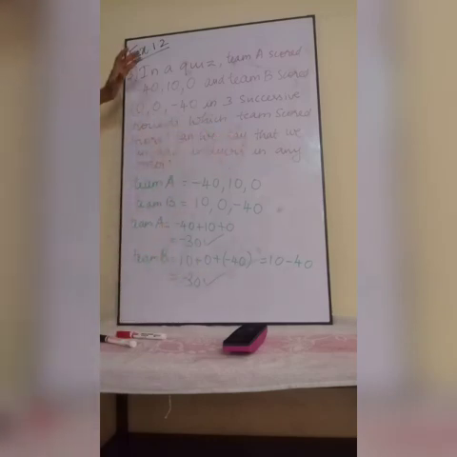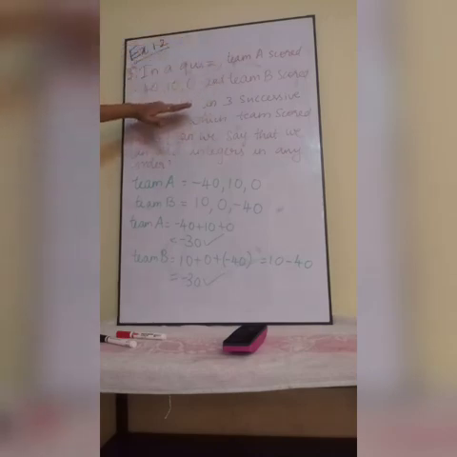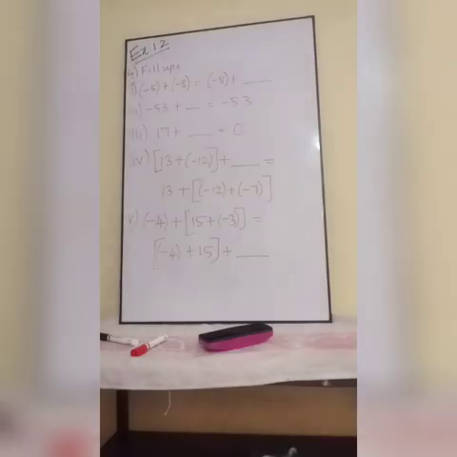Here they have given the quiz marks for Team A and for Team B. I am just adding the Team A marks and the Team B marks. Both are scoring the same mark, so we are saying that both have scored the same. Okay, understood? This is your fourth question.